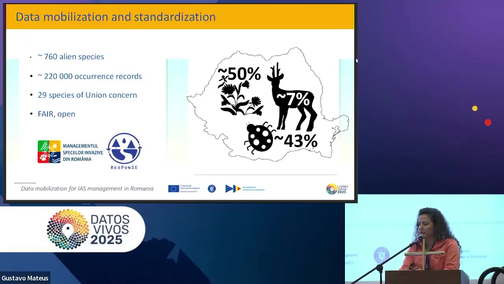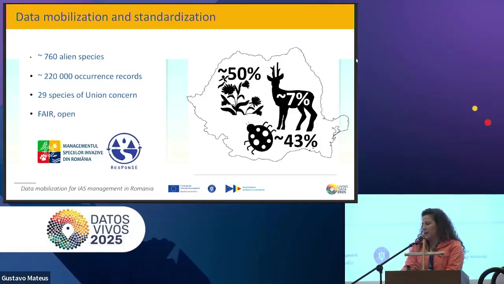So we now have a database of roughly 220,000 occurrence records, among these 760 alien species. We have 29 species of Union concern that we really need to manage. I won't go into details about the species of national concern, because we can have that as well.